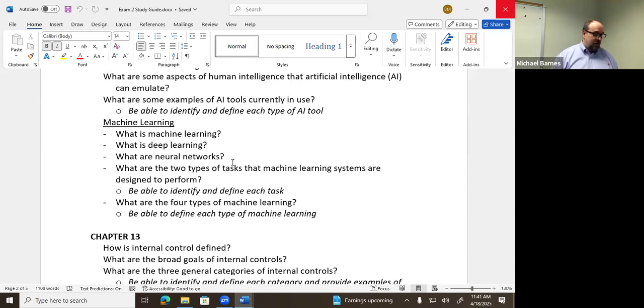The two types of tasks that machine learning systems are designed to perform. That's regression, or sorry, classification or regression. Make sure you understand the difference between those terms, and you can actually define each of those. And then something that's going to be really important, there will definitely be questions on, are going to be the 4 types of machine learning. So let's just go through those.